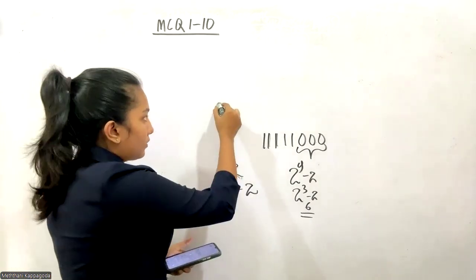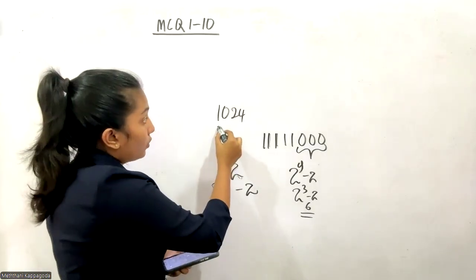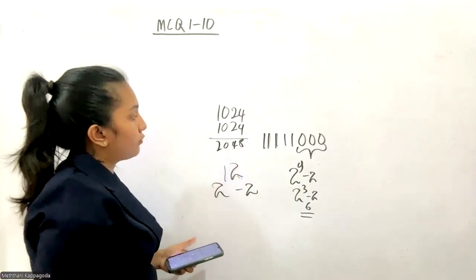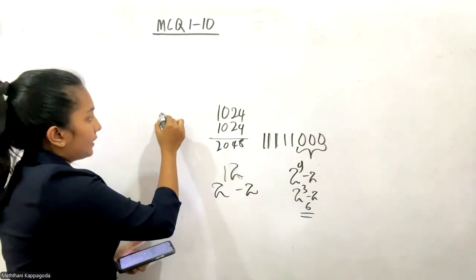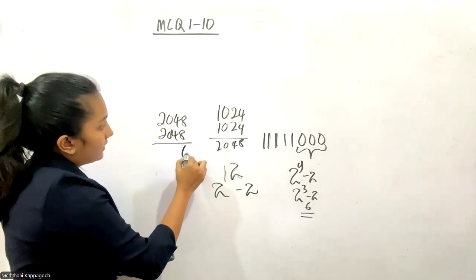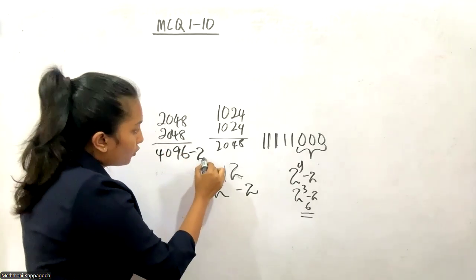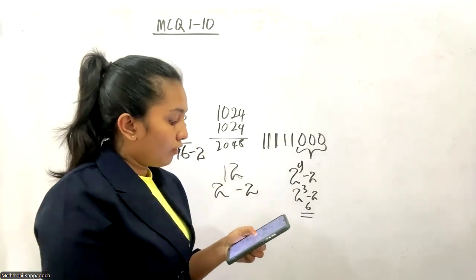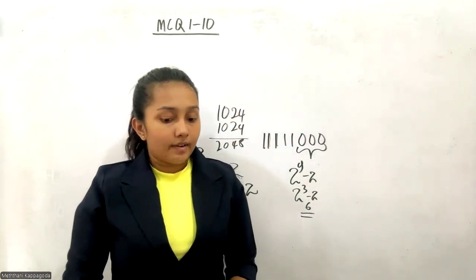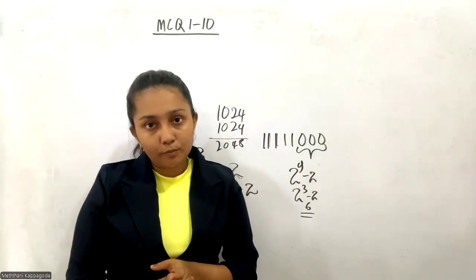2 to the power 10 is equal to 1024. Then 2 to the power 11 is equal to double of this, 2048. Then 2 to the power 12 is equal to double of this, 4096. You should subtract 2 from this. Your answer should be 4094. Answer should be the fifth one for question number 10. Right, those are the answers for the first 10 questions in our MCQ program.